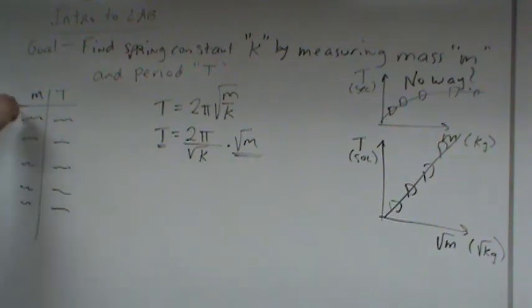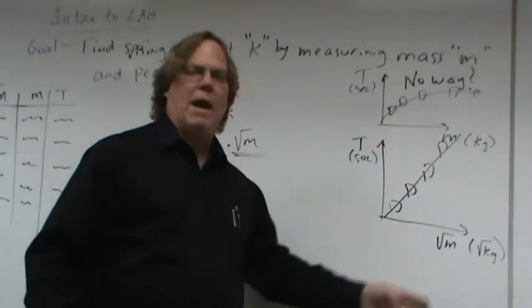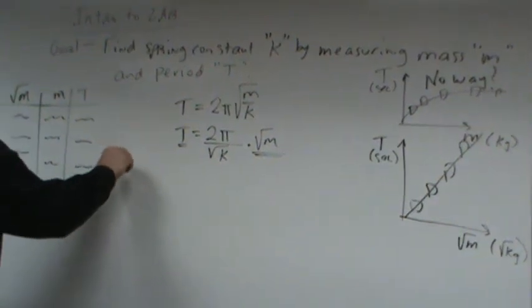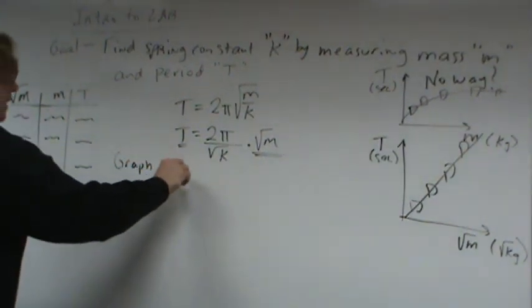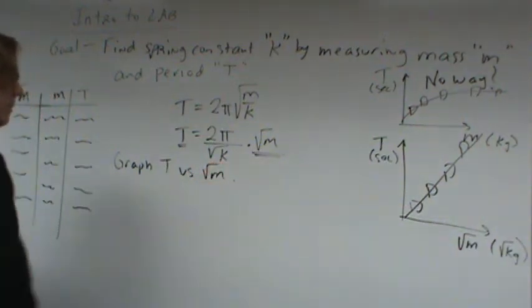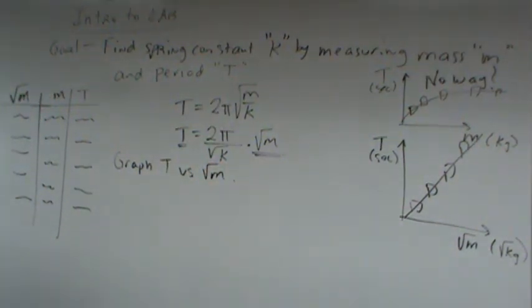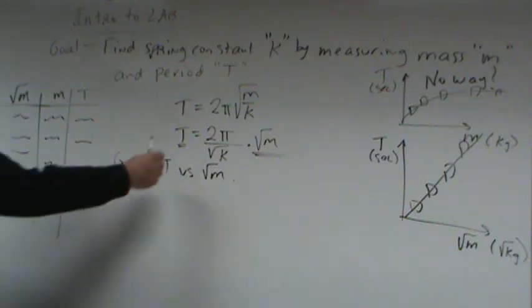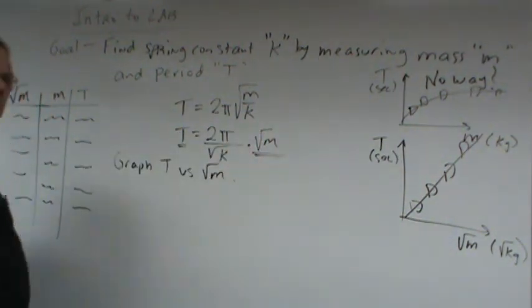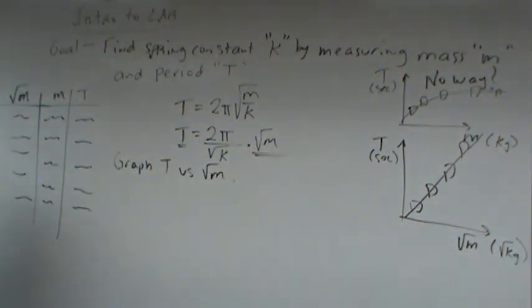And so that's what I'm going to need you to do. Once you get this table of values, I'm going to need you to get a third column, which is the square root of m, and then you're going to graph T versus radical m. And you tell me, what's the slope of that line going to be equal to? What's the slope? If I graph T versus radical m, what's the slope of the line going to have to be equal to?